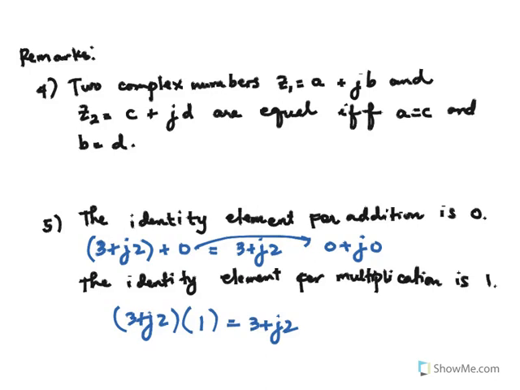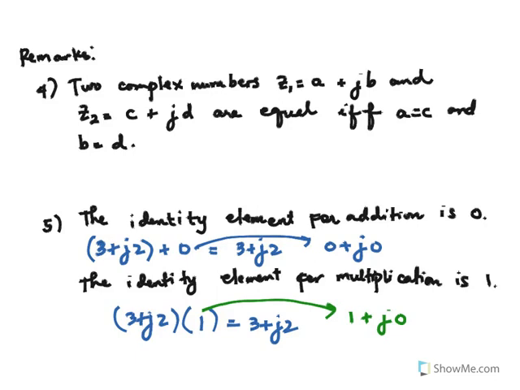Okay, so basically here, when you set this number, yung 1, into standard rectangular form or Cartesian form, 1 is basically 1 plus J0. Okay? So 3 plus J2 multiplied by 1 plus J0 is simply 3 plus J2. So again, there exist addition identity elements and multiplication identity elements for the set of complex numbers.